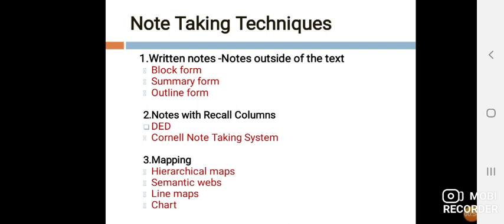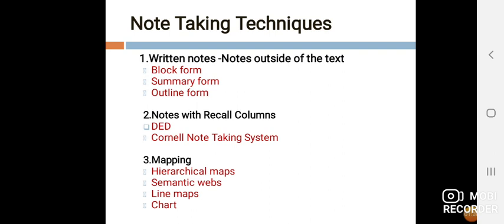Like the written notes, the first technique, written notes or notes outside of the text, can be broadly subdivided into three parts. One is block form, summary form, and outline form. Likewise, the second point, notes with recall columns, can be divided into two parts. One is DED, that is double entry diaries, and the last one is Cornell note taking system.